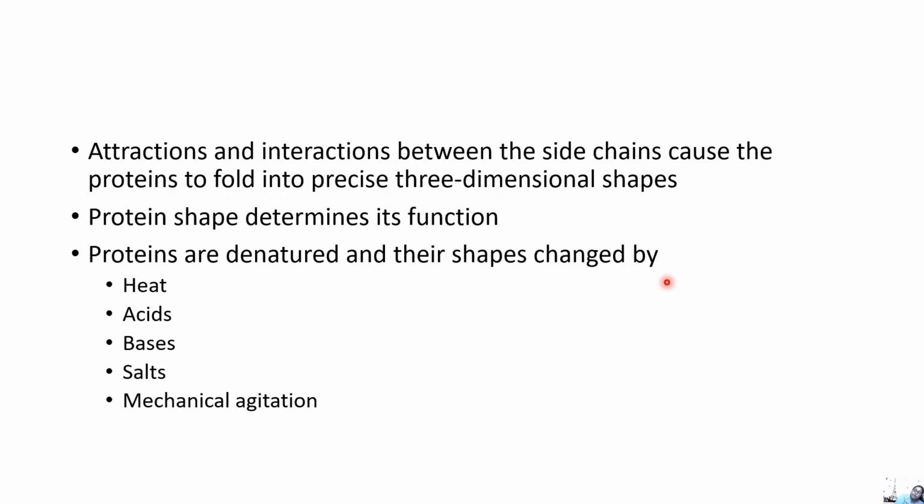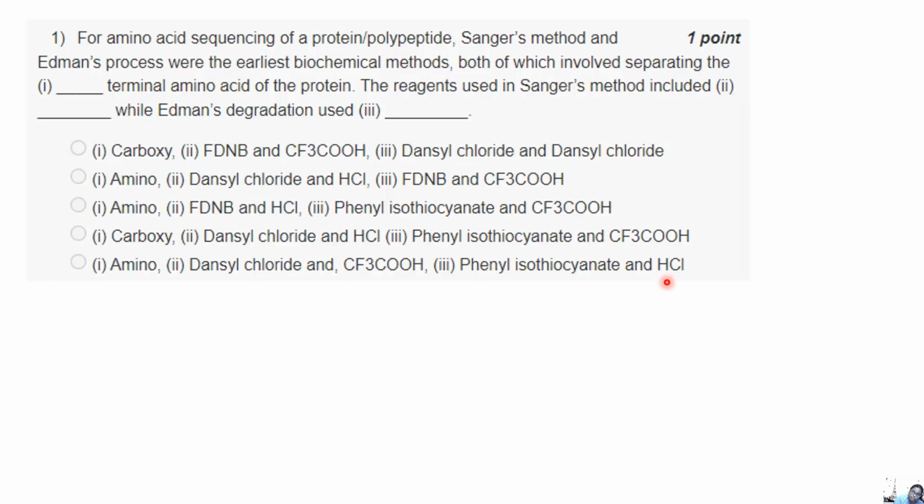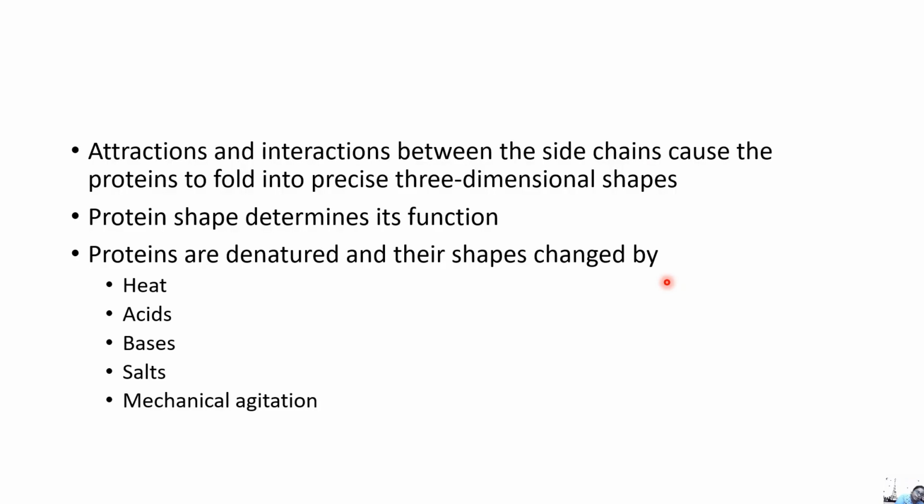Now, attractions and interactions between the side chains cause the proteins to fold into precise three-dimensional shapes. Protein shape determines function. Proteins are denatured and the shapes changed by heat, acid, bases, salts, and mechanical agitation. Okay, so that's what happens.